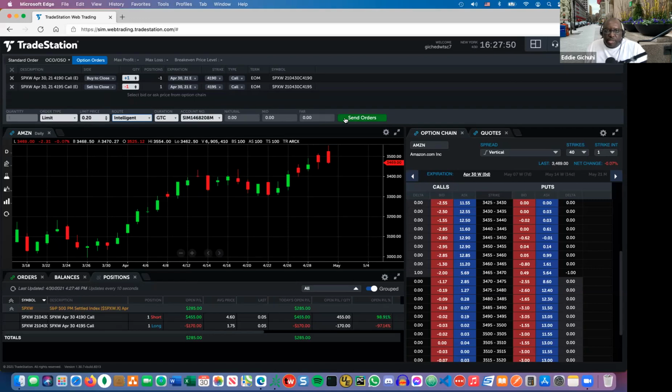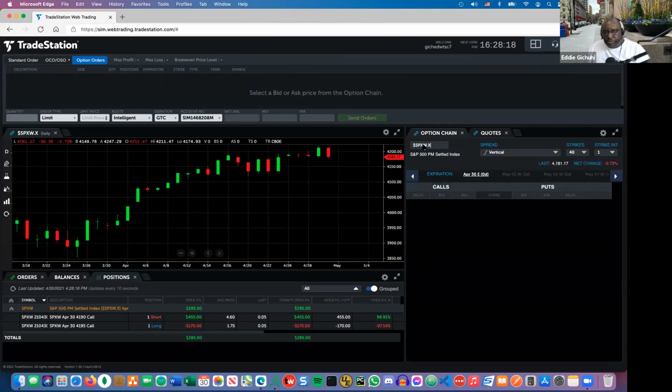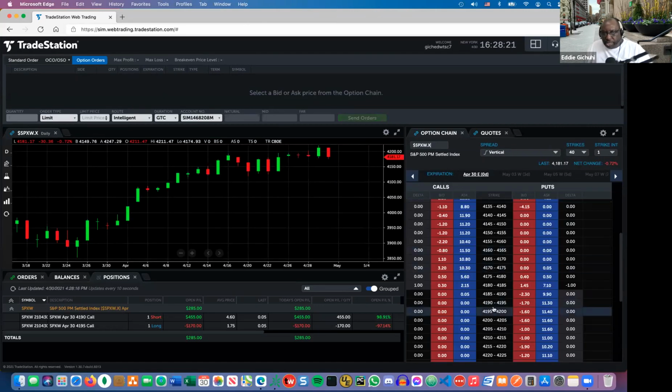And then send orders. Right now, because the market is closed and this instrument has expired, it is now worthless, even though it says here 0.05. You might as well just round that down to 0. And if you look at the option chain here for that 41.90, 41.95, SPXW, you can see the value is 0. I'm looking at the red column here for the bid.